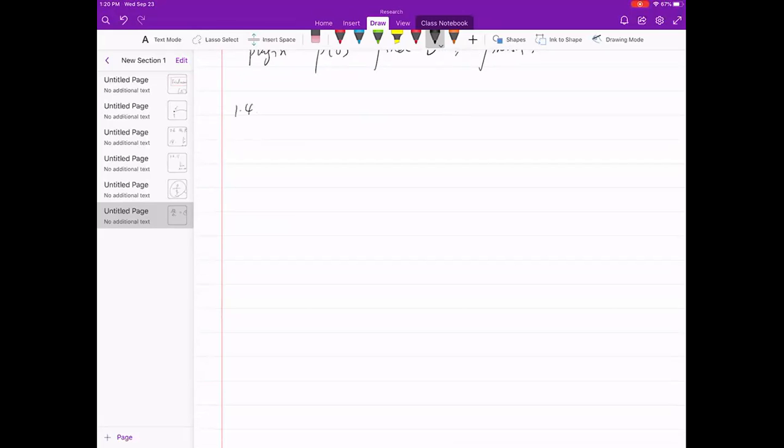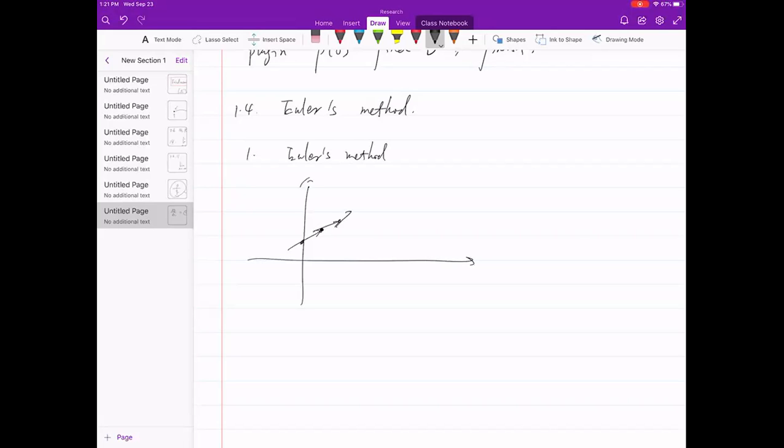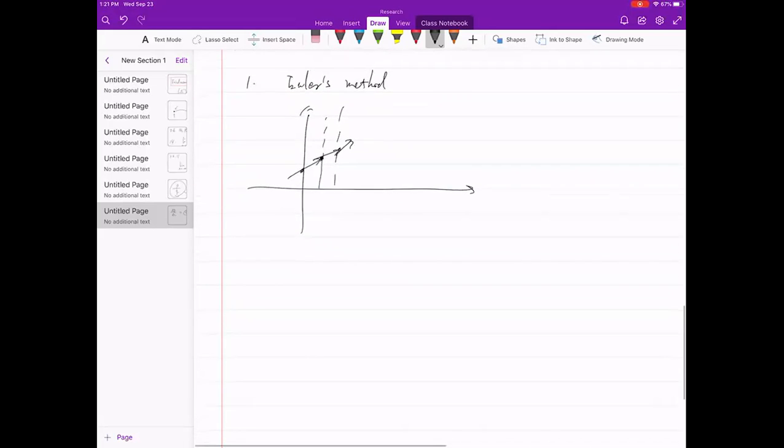All right. 1.4. Euler's method. First thing we talk about is Euler's method. Basically, what we do is we start from the initial value, we take the derivative, okay, track it down to the next point, keep going, and track it down to the next point, and just keep going. Okay, so basically, what we're doing is we're tracking the vector field.